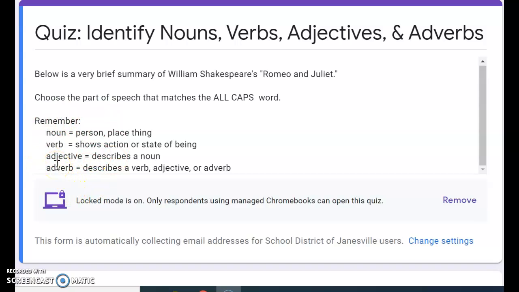All right, I also included this little reminder here for you. So remember that nouns are people, places, and things. With verbs, we have two kinds of verbs, right? We have action verbs that show action. What is someone or something doing? And we have state of being verbs. Those are like helping verbs, linking verbs.